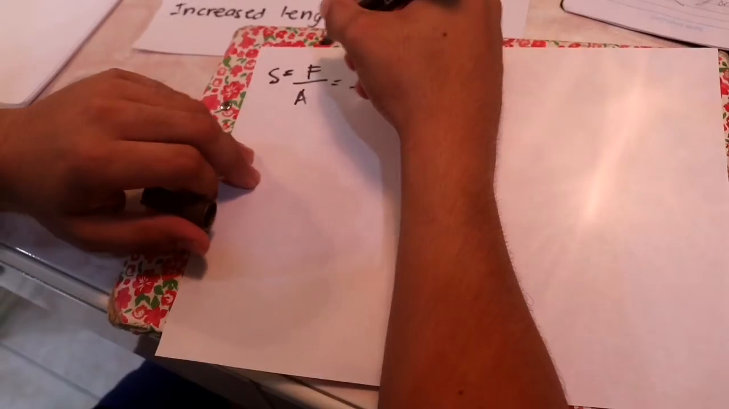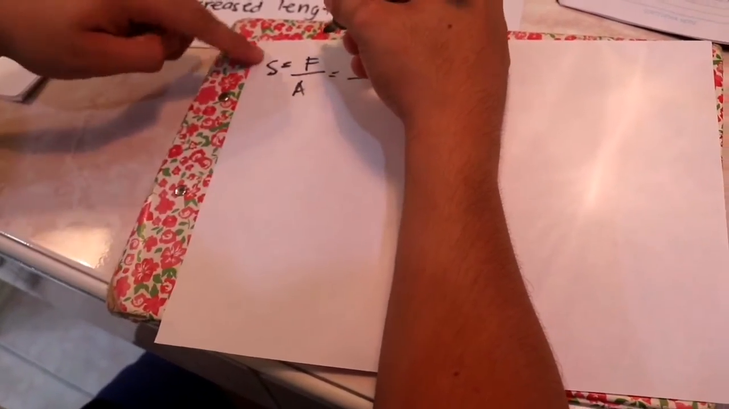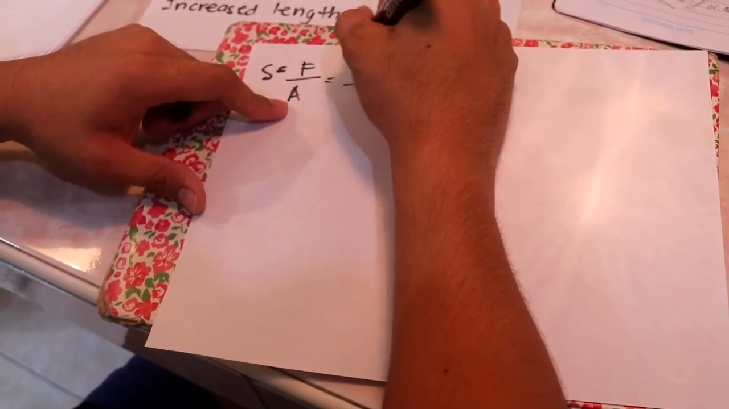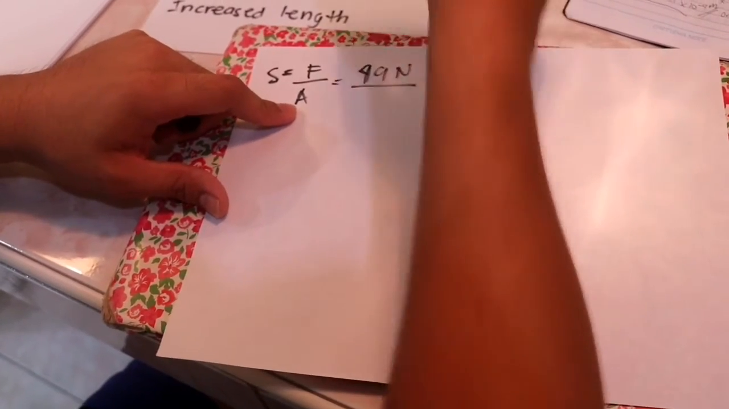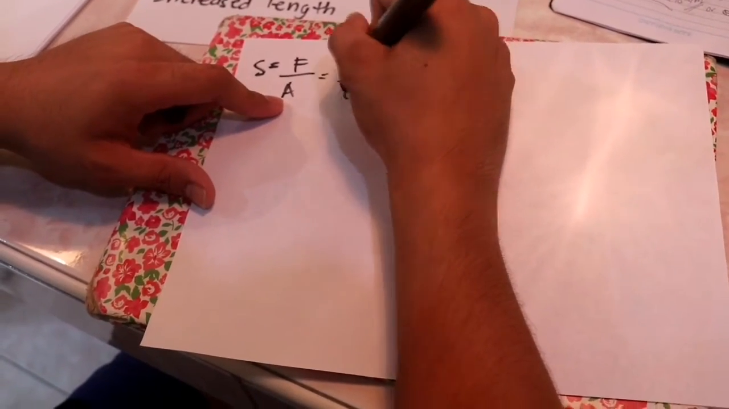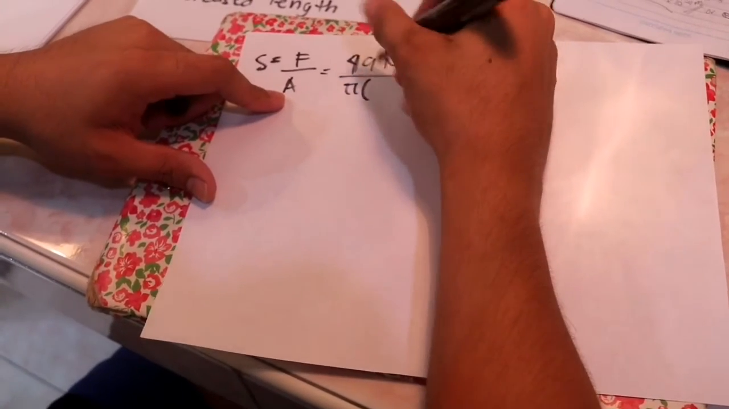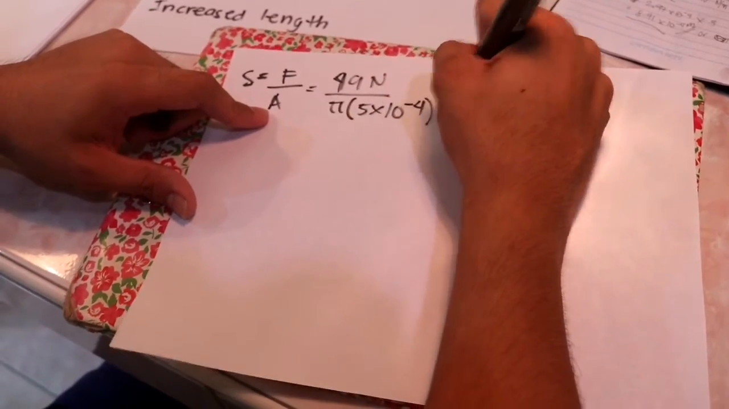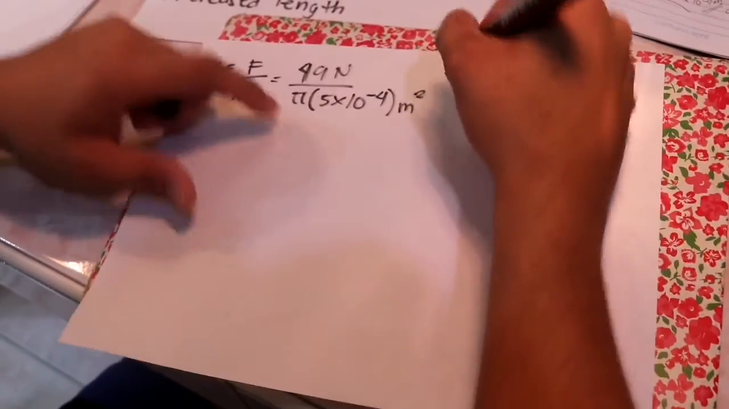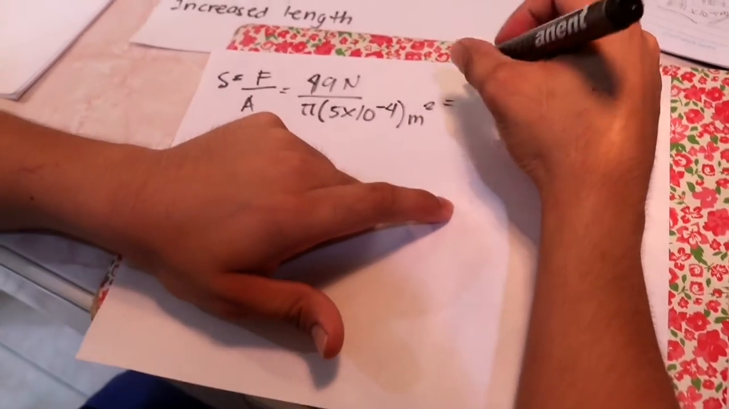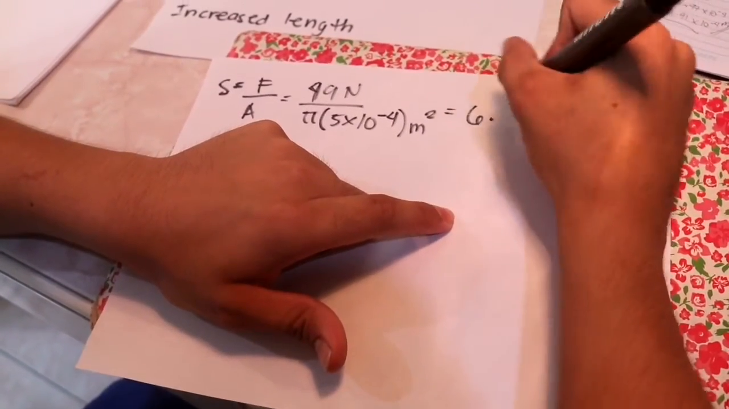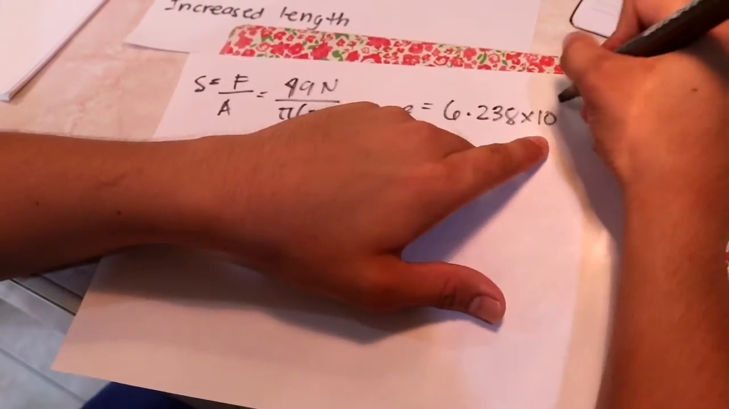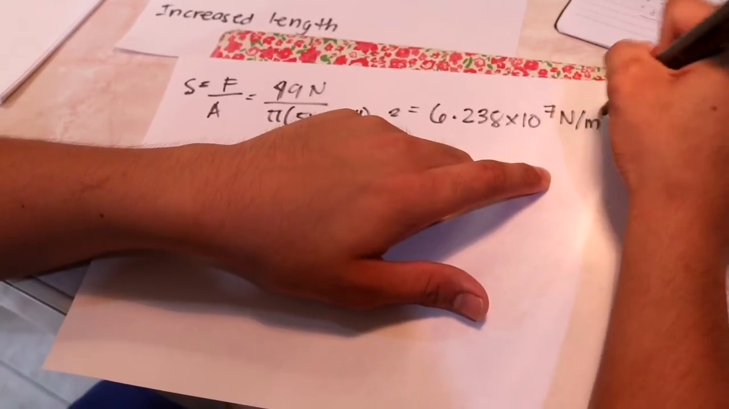Come on, let's solve. So let's solve for the stress. Stress is equal to force over the area. So our force is 49 Newton, which is given, and our formula for area is pi times the radius squared, where the radius is 5 times 10 raised to negative 4 meter. So the answer is 6.238 times 10 raised to 7 Newton per square meter.